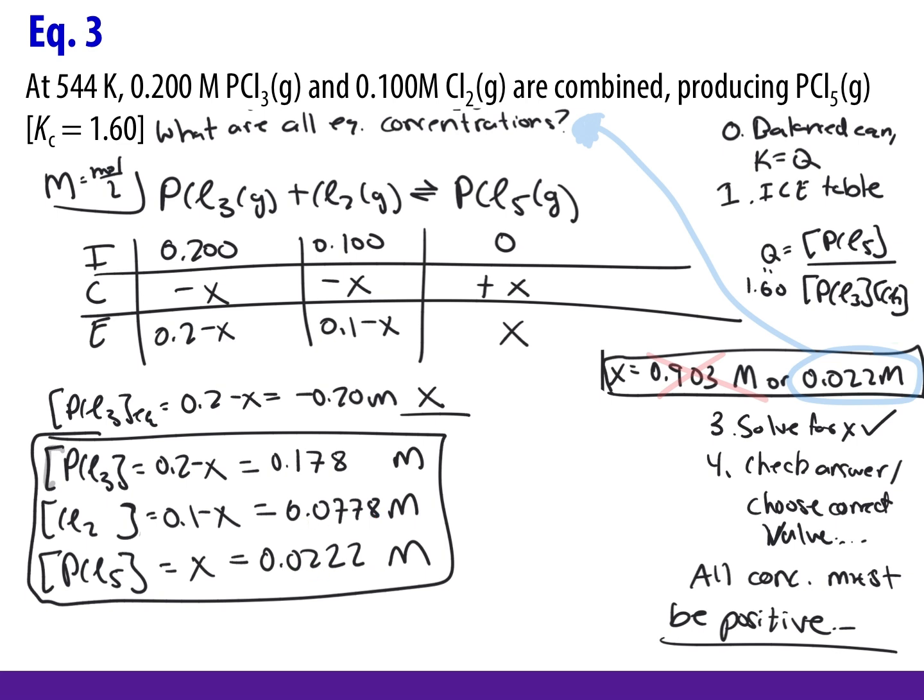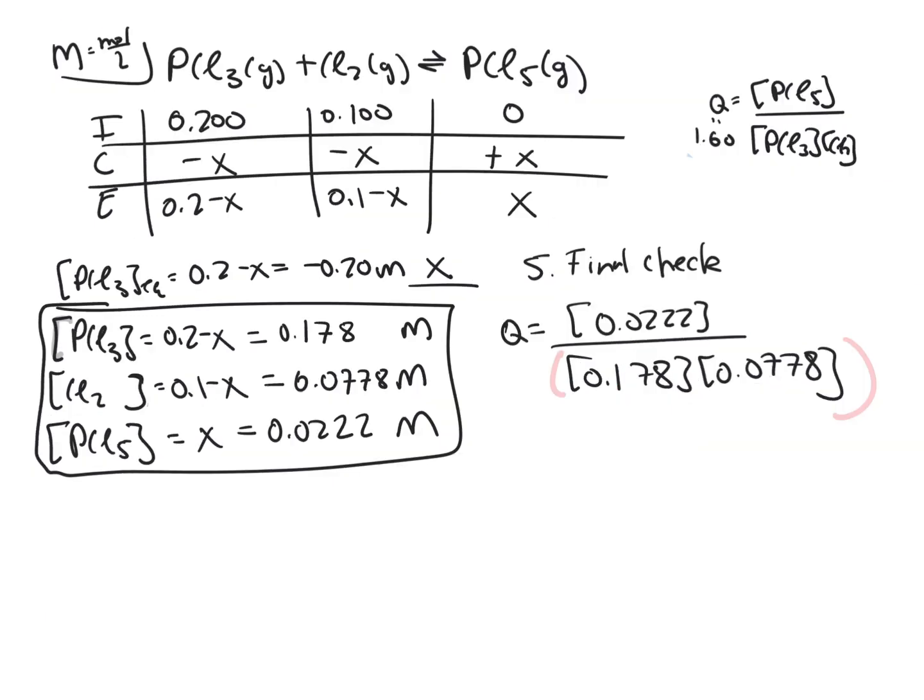At this point, on a quiz or exam, I definitely recommend checking your answer even further. A good approach there is to just plug back into the K equals Q expression. So for this final check, PCl₅ is 0.022 divided by 0.178 times 0.0778. Again, if you don't want to use this division calculator operation, remember to put parentheses around that whole denominator.